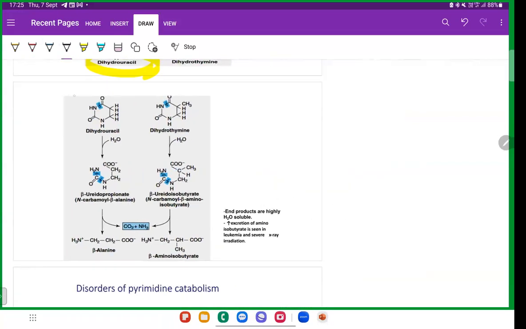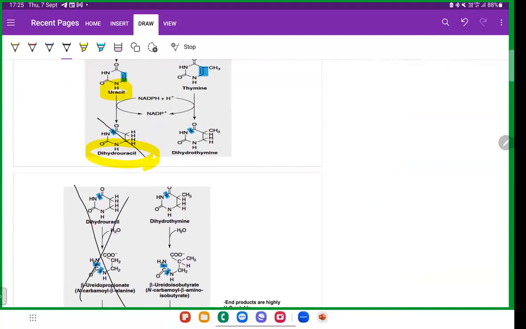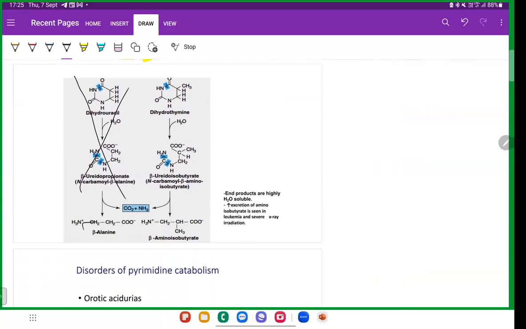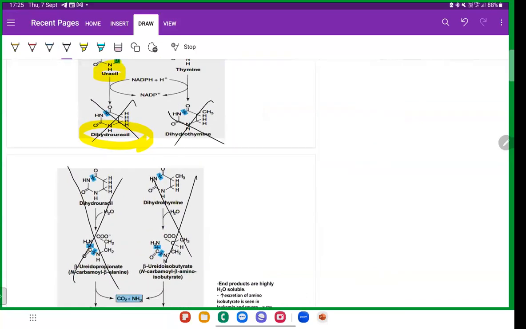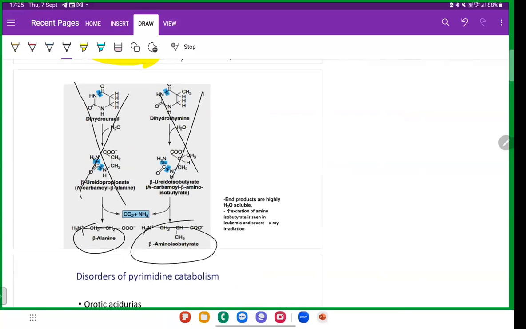See, எந்த ஒரு ஸ்டெப்பா இருந்தாலும் நமக்கு யூஸ்ஃபுல்லா இருந்தா மட்டும் தான் அதை எடுத்துட்டு போகணும். So டைரக்டா என்ன கேட்டா uracil gets converted into beta alanine. You have this, these two are not required. Thymine gets converted into beta amino isobutyrate. So இது ரெண்டுமே எது கொடுக்குது அப்படின்னு பார்த்தோம்னா carbon dioxide and NH3 கொடுக்குது. That's all. This is what you need. So end products are highly soluble. Increased excretion of amino isobutyrate is seen in leukemia and severe X-ray irradiation.